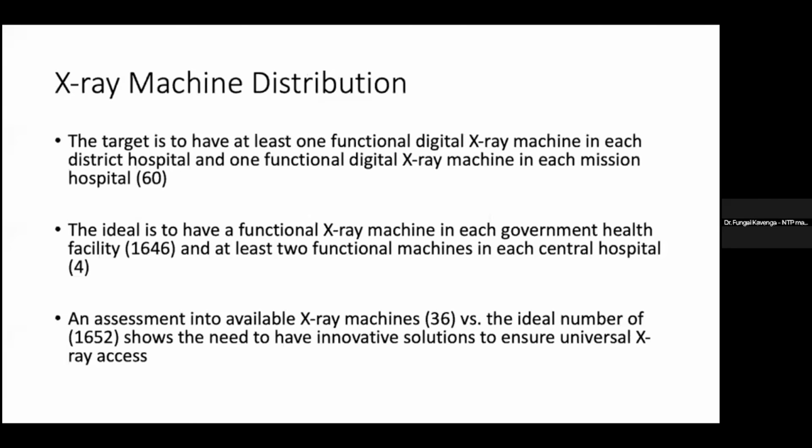Next slide. So the target is to have at least one functional digital X-ray machine in each district hospital and one functional machine in each mission hospital. The ideal would be to have a functional machine in each health institution, so that would be about 1,646 machines in total. So an assessment that was done into available X-ray machines, I think we have 36 that are available versus the ideal, shows that there's need to have innovative solutions to ensure universal access to radiological services.